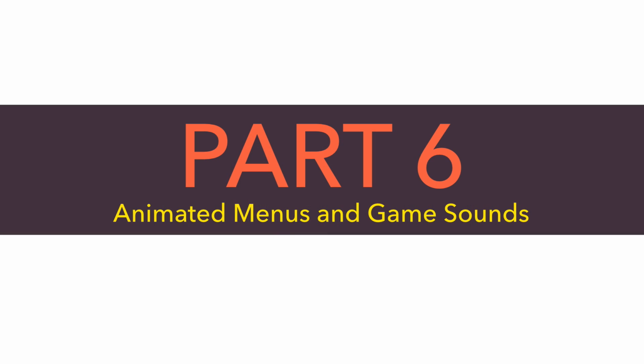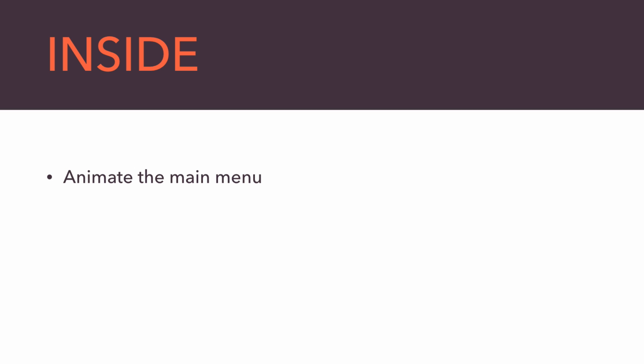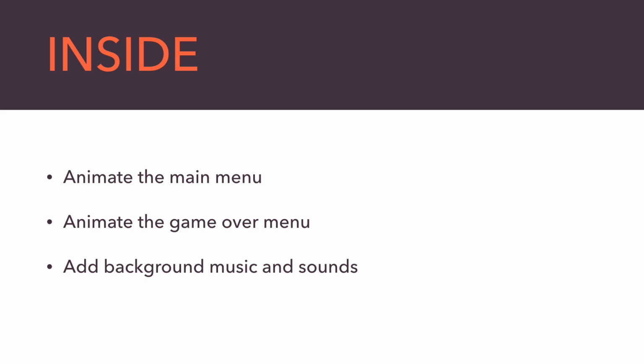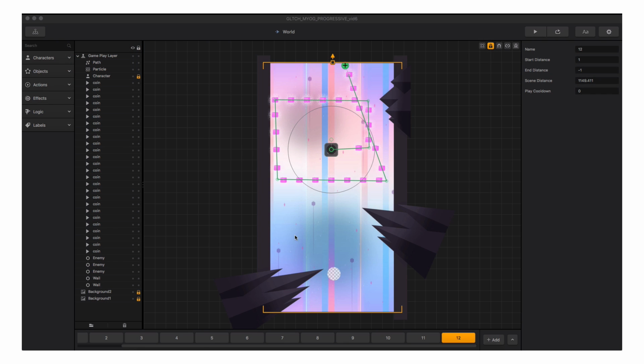Now in Part 6, we're going to make our menus more interesting by animating the main menu and also the game over menu, and we are going to import music and sound effects as well. So let's start off with animating the main menu.